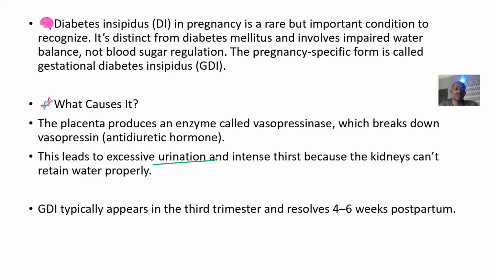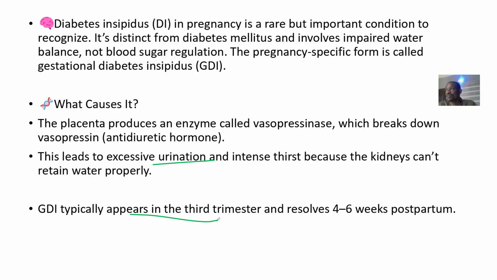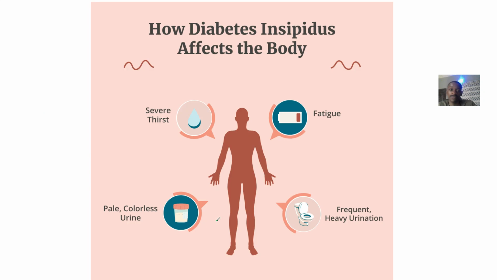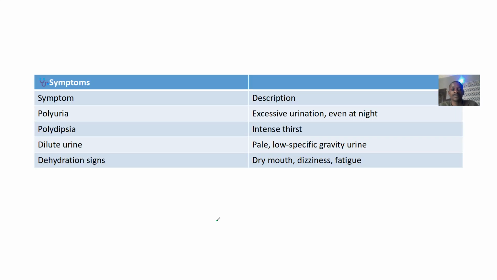Okay. So it typically appears in the third trimester. It will resolve 4 to 6 weeks after you give birth. So that's gestational diabetes insipidus, usually a complication of pregnancy. Risk factors are if you have multiple babies, twins, triplets, or if you have liver issues such as hypertension, hemolysis, elevated liver enzymes, low platelets, the HELLP syndrome, or if you had diabetes insipidus before getting pregnant.